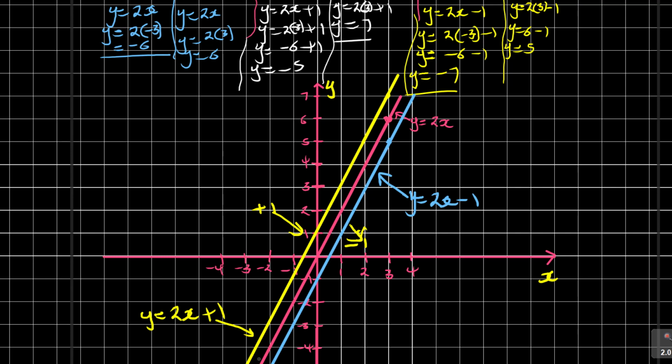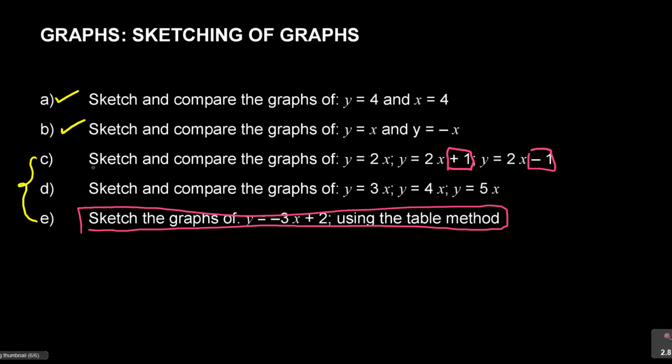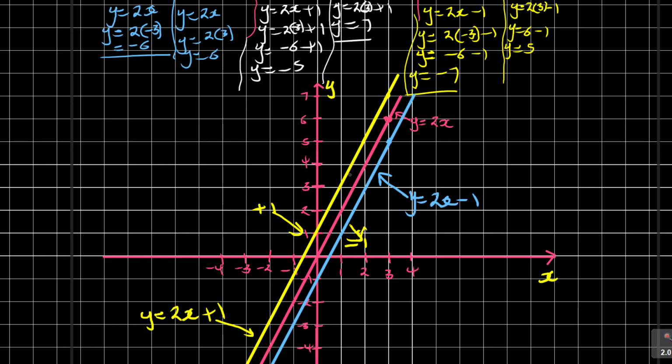If you come back to the question here, the question says sketch and compare the graphs. So what are you noting? You are noting that as I say plus, this graph goes this direction. So if I say plus 1, it cuts at 1. If I say plus 5, it was gonna cut here at 5, parallel but cutting at 5.